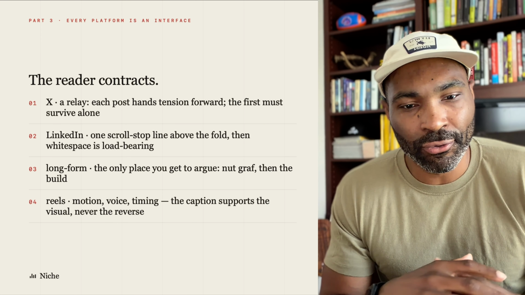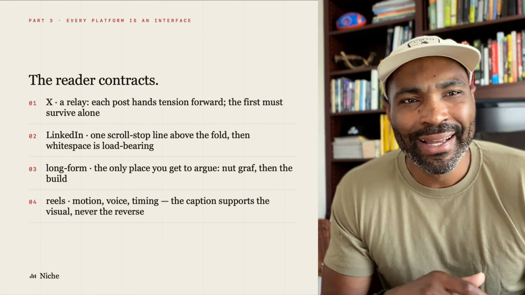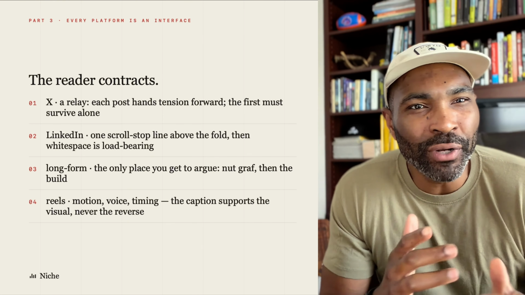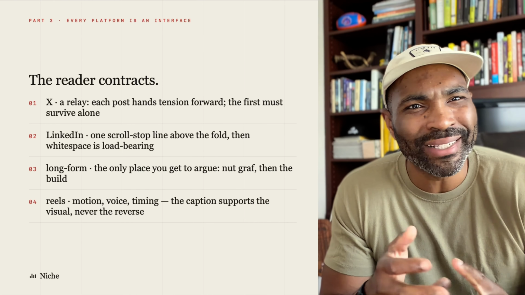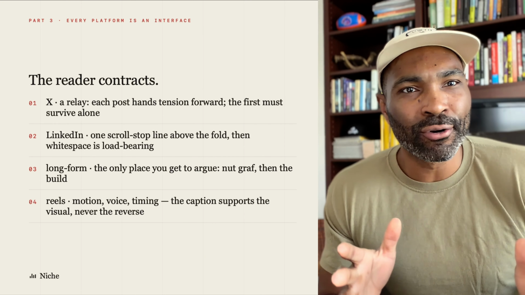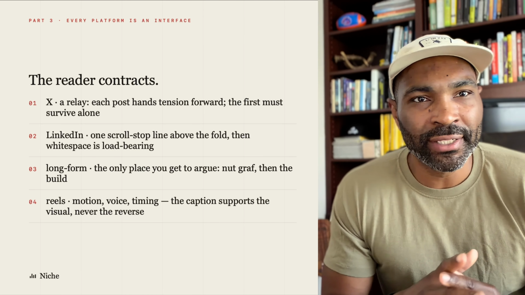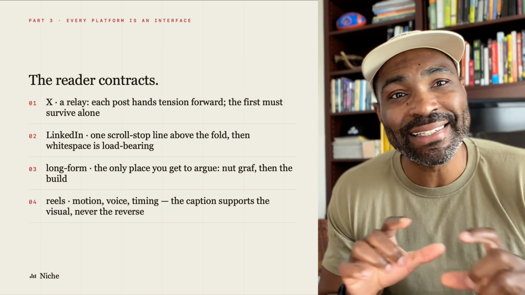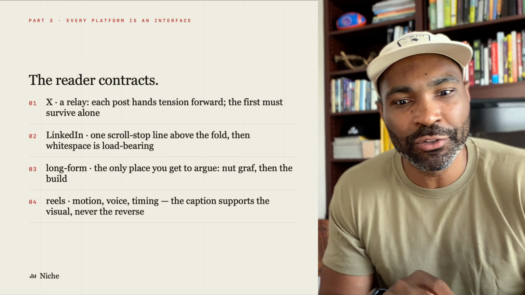It's really in that long form. That in some ways is a lot of what your iron turns out to be. And then you've got to think about reels. Reels are a totally different visual format. We've got motion, voice, timing, captions. There are four different platforms that I'm talking about here, and there are four different grammars, four different languages, but you can maintain that same iron underneath so that there's continuity between each one.